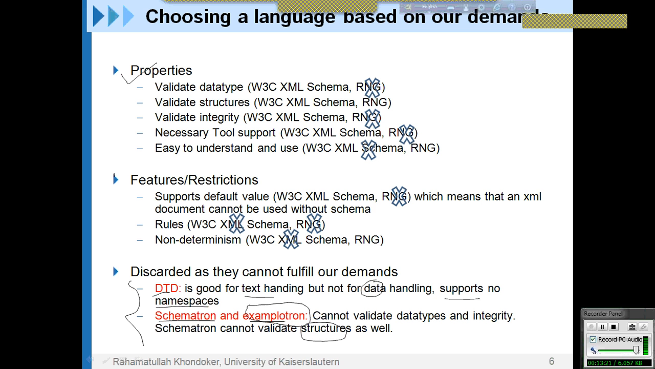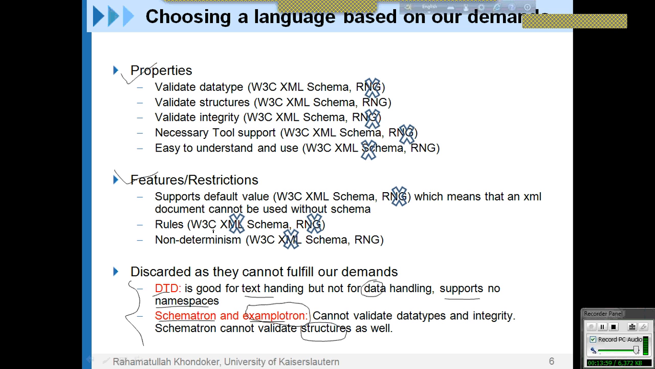And now I will talk about the features and restrictions, because some people think these are the features and some people think that these are restrictions. Now W3C XML Schema supports different values. This means that an XML document cannot be used for a document. And that's how W3C XML Schema is sometimes called inflexible. Whereas RNG, RELAX NG, is actually considered flexible because you can use a document without machine.